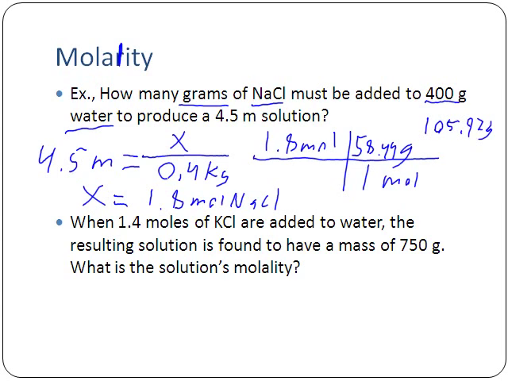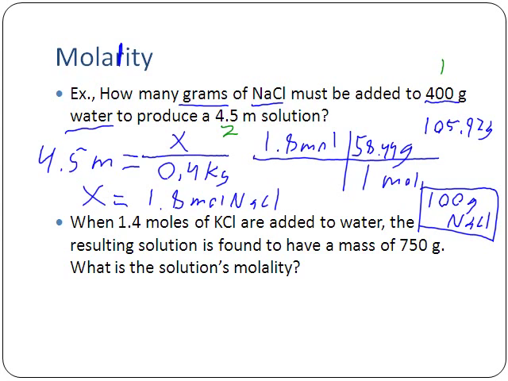105.92 grams of NaCl. Significant figure-wise, we have a 4.5 molal solution, that's 2 sig figs. 400 grams has 1 sig fig, and so this would simply round to one significant figure. 105.92 just rounds to 100. So I have 100 grams of NaCl as my final answer here. That is the number of grams of NaCl added to 400 grams of water to produce a 4.5 molal solution.